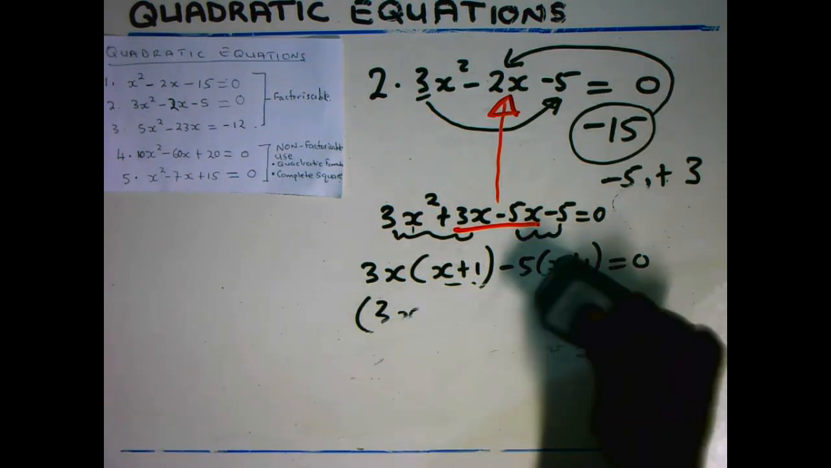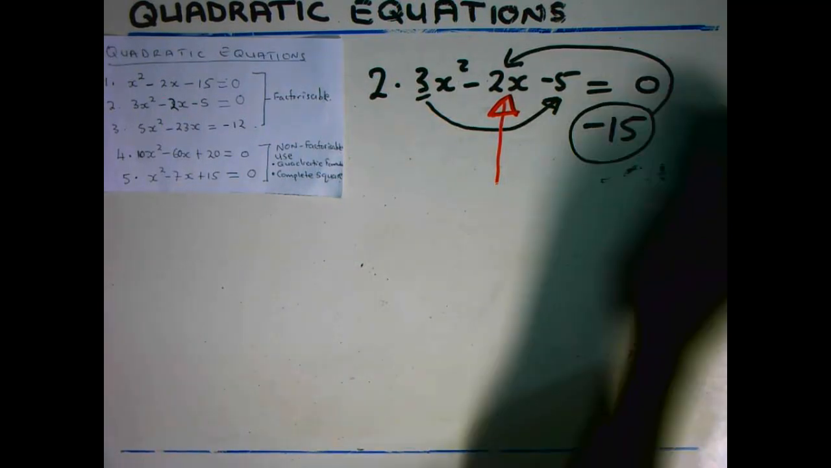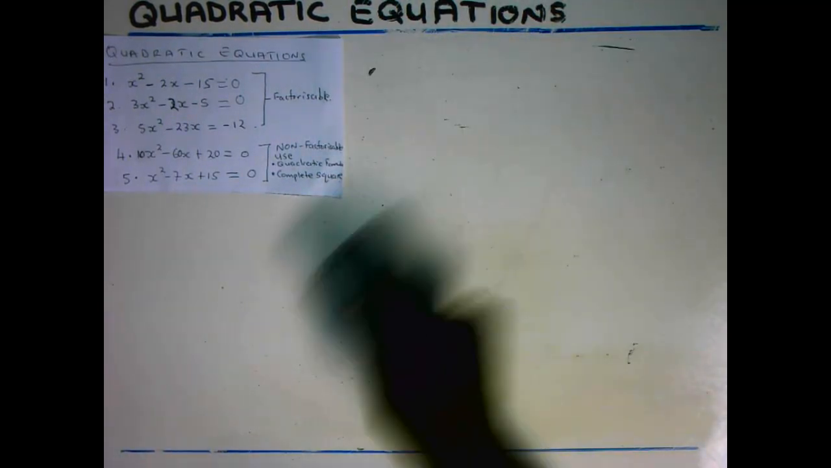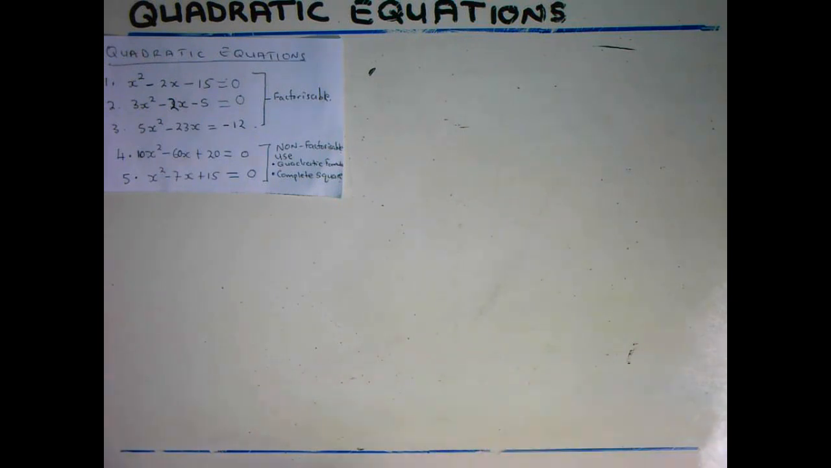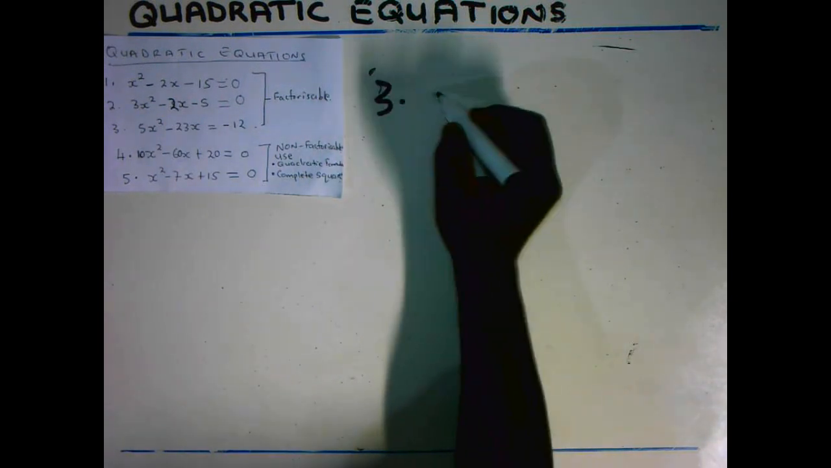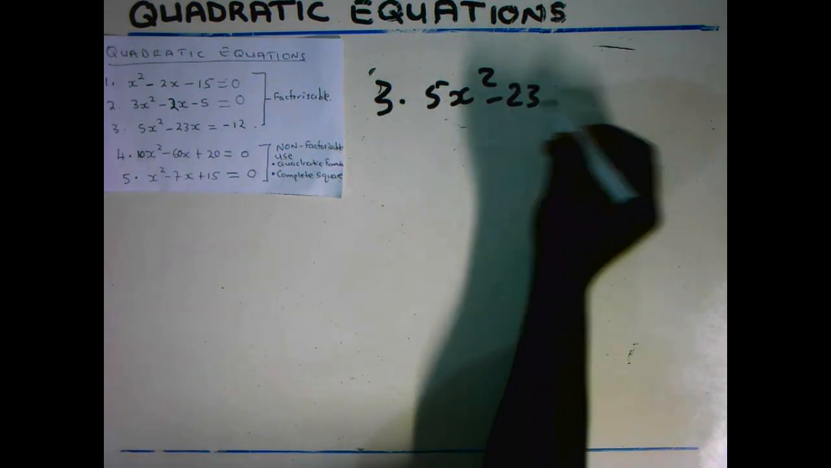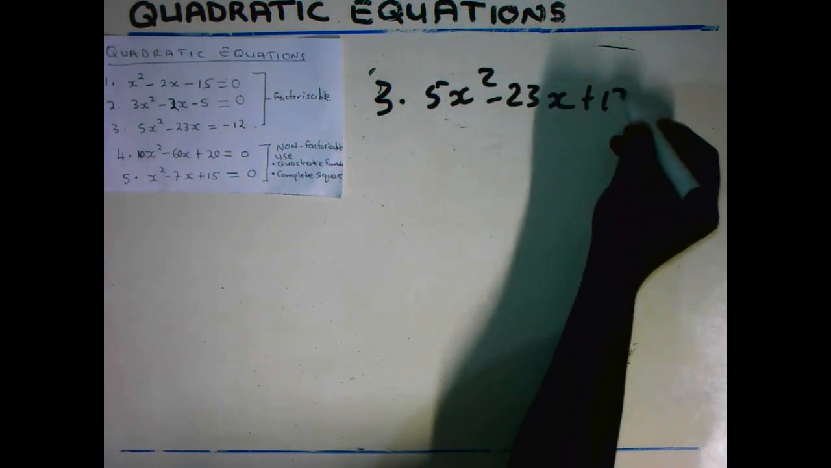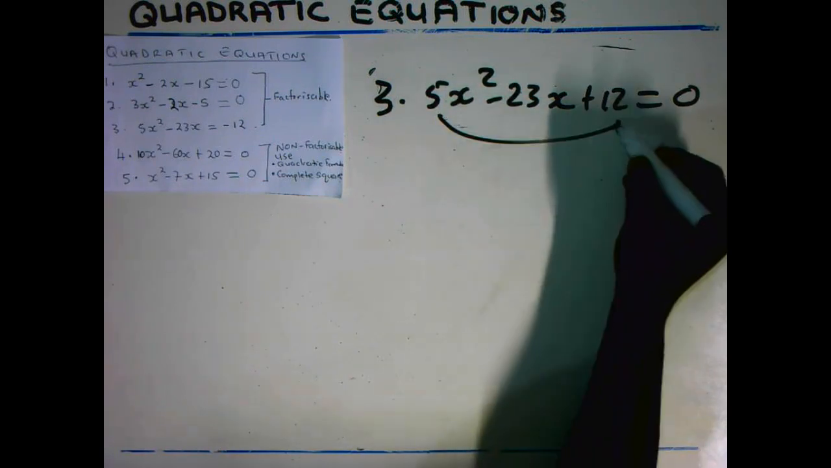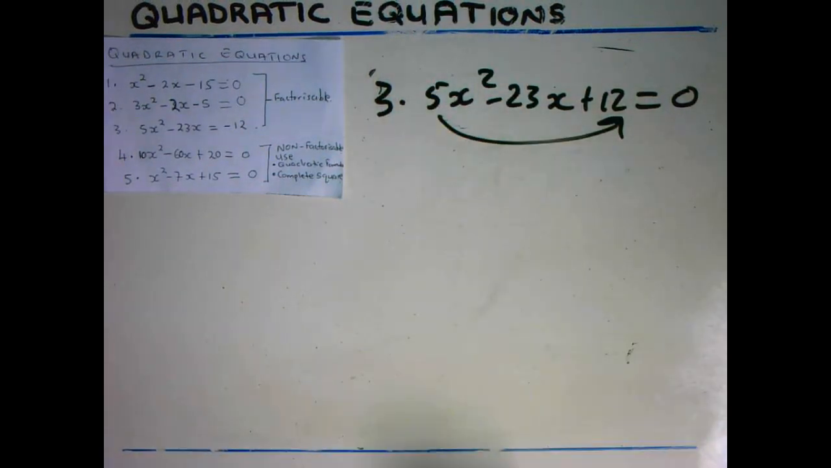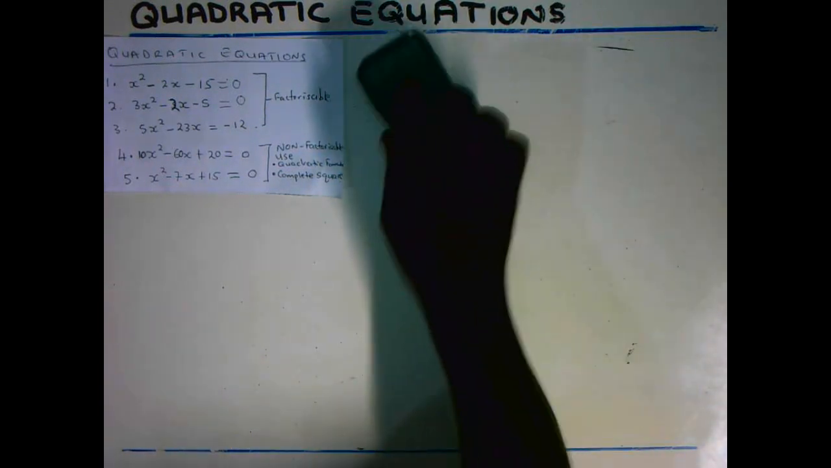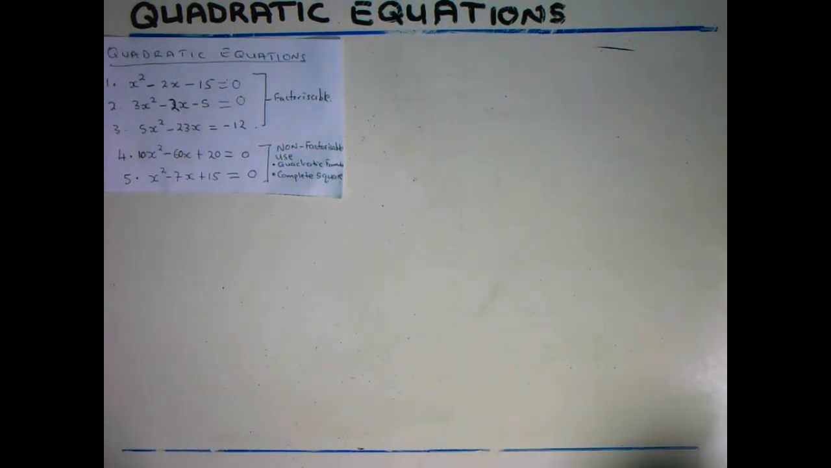Very simple. Now you can also try number 3. I'm not going to do number 3, but basically what you need to do is to rewrite number 3 so that it reads 5x squared minus 23x plus 12 is equal to 0. Multiply that one and proceed. I'll leave that one for you to exercise on your own. Let us move on to number 4.